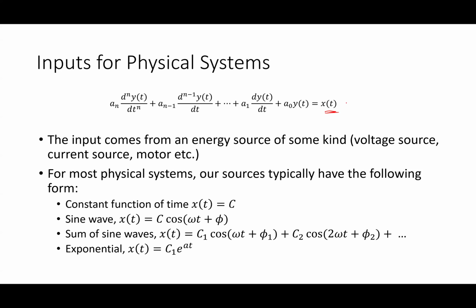The inputs that I have are typically going to be of these forms. It's either a constant function of time where x of t is equal to some constant. In other words, a 9-volt battery, right? So that's a voltage source, and it's constant. Sine waves. I said sine waves are really important for us. We have sine waves all the time, right? So we'll have that stuff. We might have sums of sine waves, or we might have exponentials.